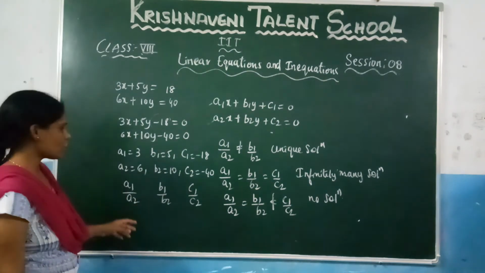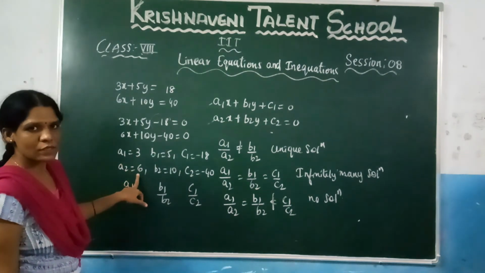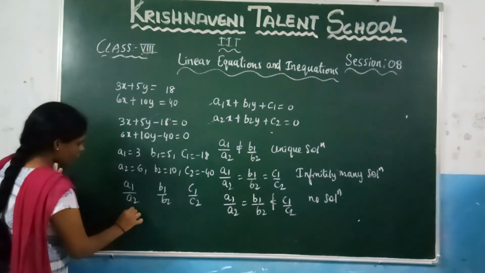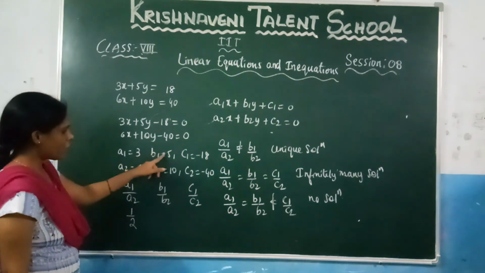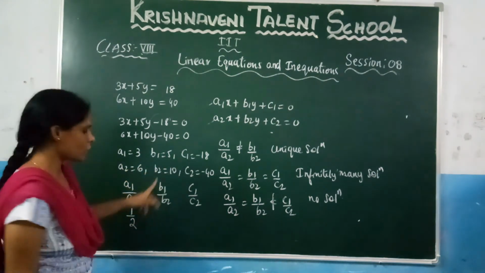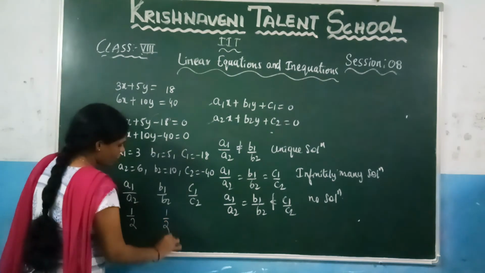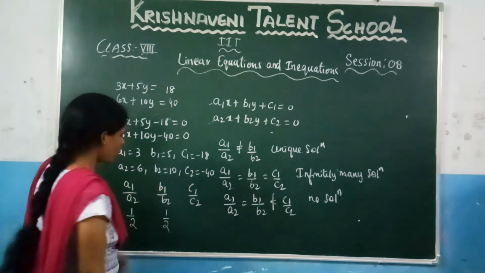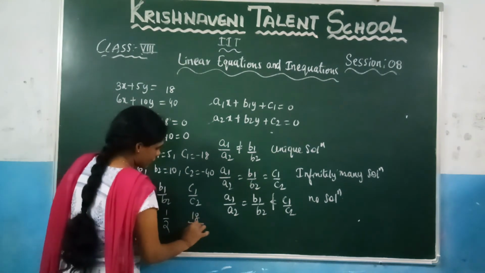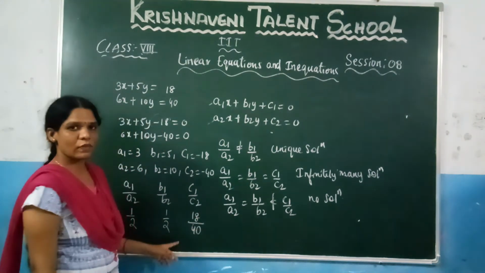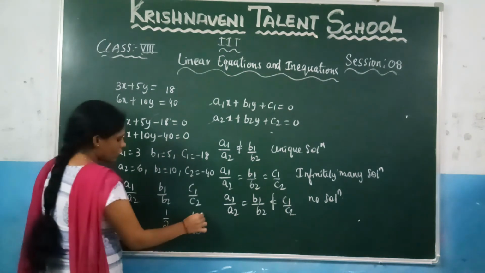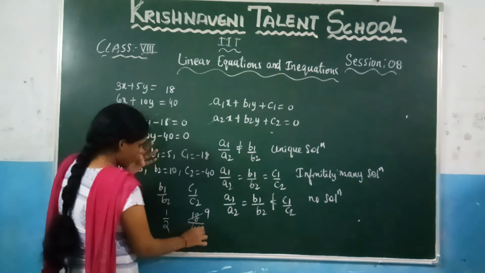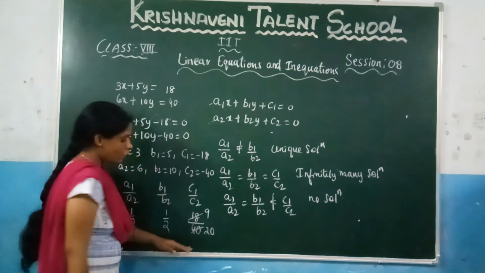Now take the ratios. What you are getting here is 3 by 6, which is nothing but 1 by 2. So write it here 1 by 2. 5 by 10, which is nothing but 1 by 2. So you get here 1 by 2. And what is c1 by c2, which is nothing but 18 by 40. So here write it as 18 by 40. These two will get cancelled in the two tables. You will get 2 9s are 18 and 2 20s are 40.